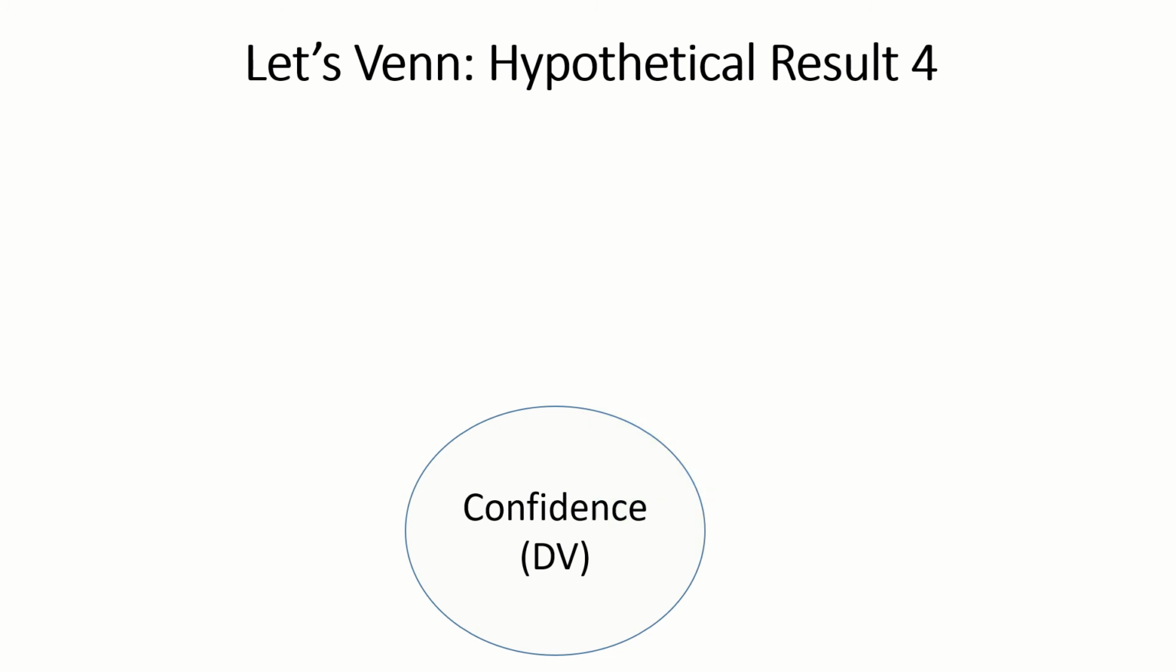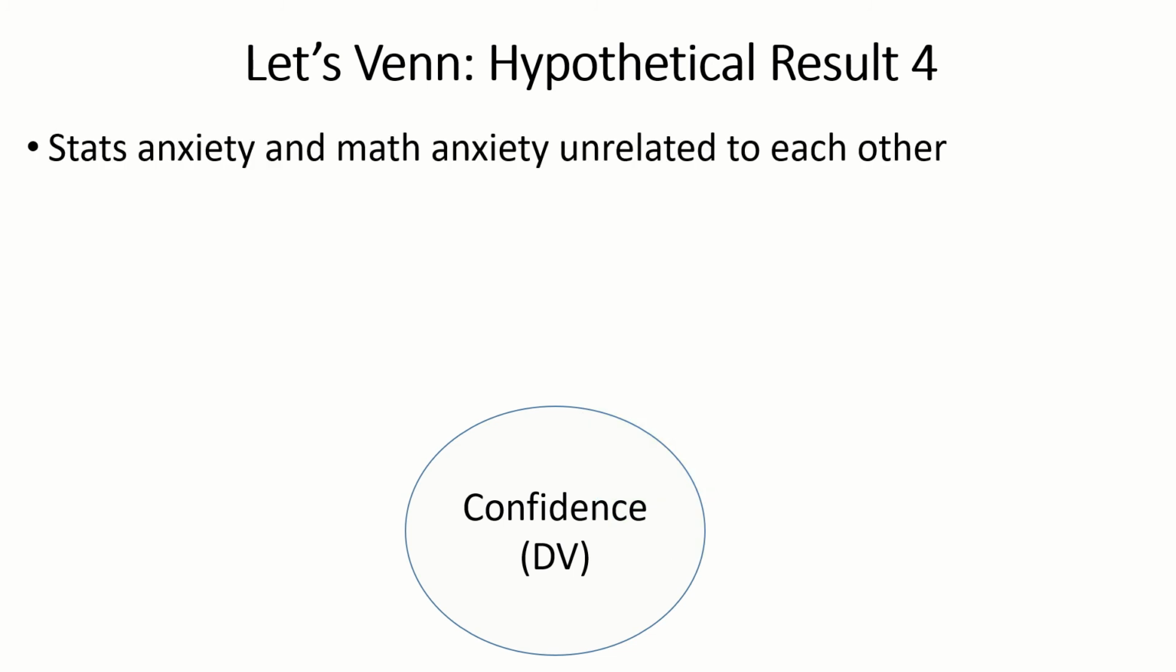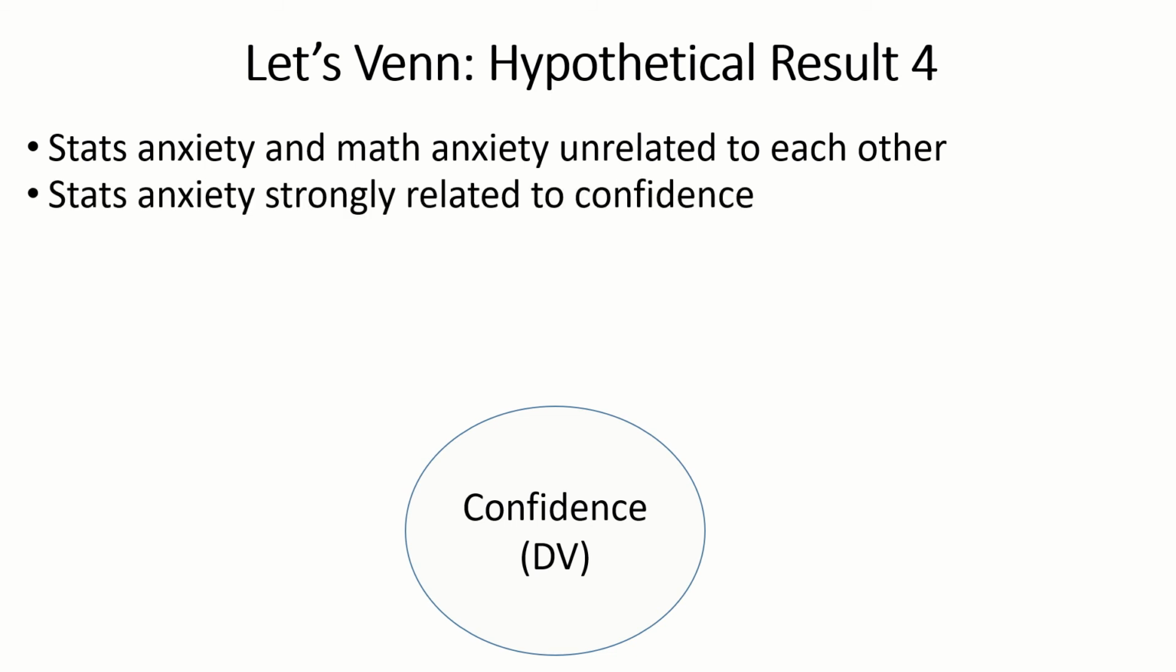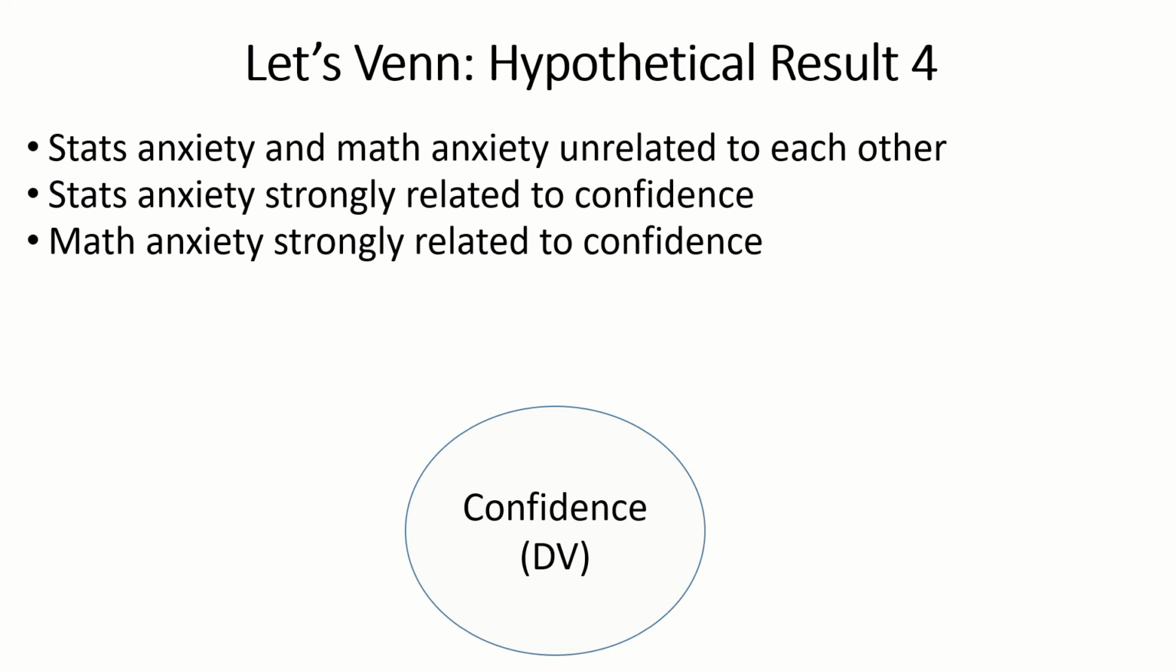Hypothetical result 4. Let's pretend that stats anxiety and math anxiety are still unrelated to each other, but stats anxiety is strongly related to confidence, and math anxiety is also strongly related to confidence. So again, pause the video and draw the Venn diagram.